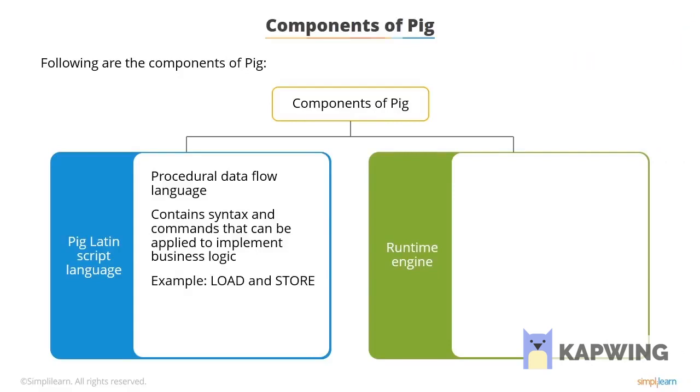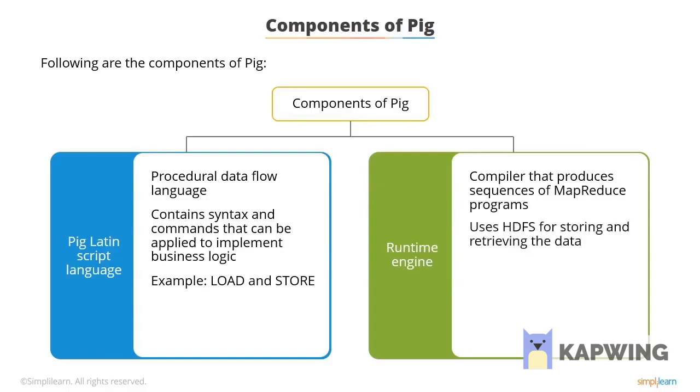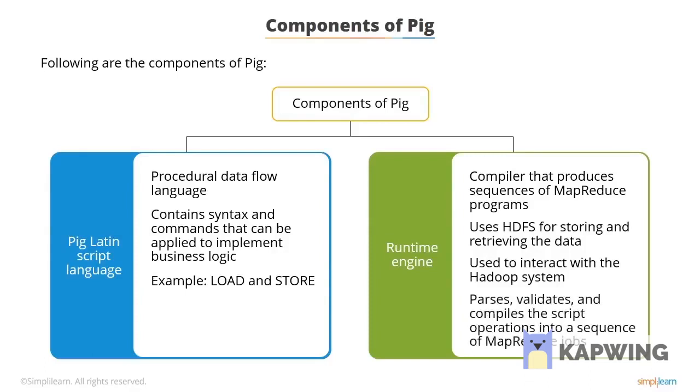The runtime engine is a compiler that produces sequences of MapReduce programs. It uses HDFS to store and retrieve data. It is also used to interact with the Hadoop system, HDFS, and MapReduce. The runtime engine parses, validates, and compiles the script operations into a sequence of MapReduce jobs.